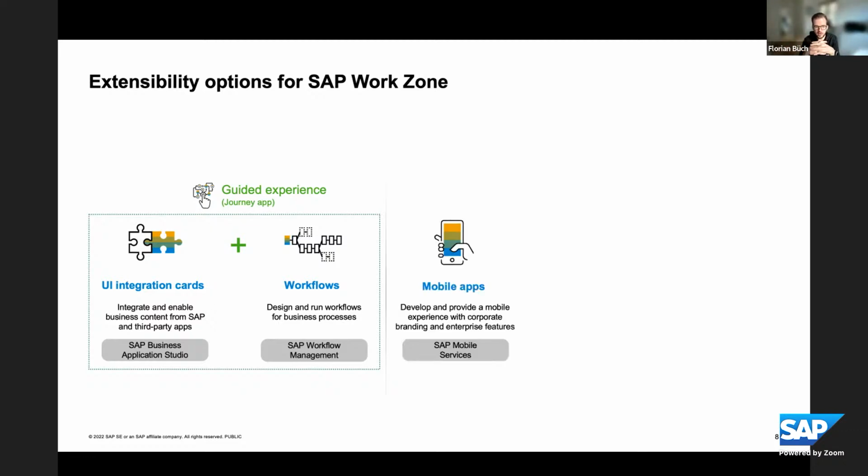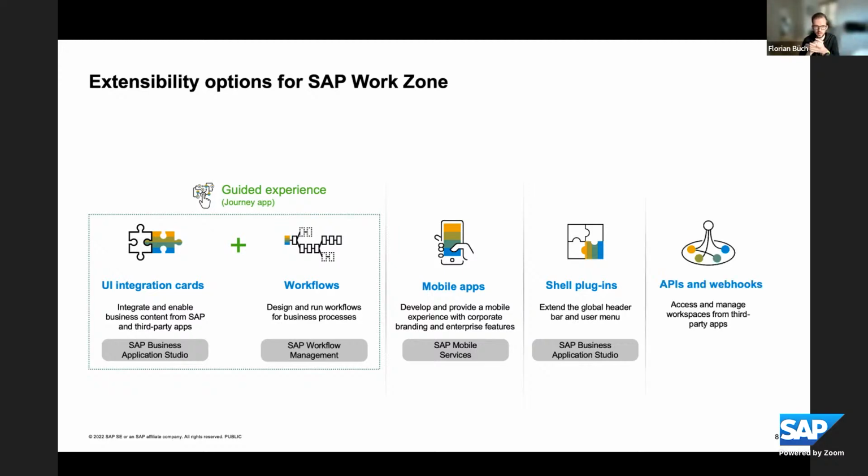You can, of course, build a custom version of the mobile app or other mobile apps using our powerful mobile services capability. You can use the shell plugin concept to modify the overall global header and user menu experience in WorkZone. It's a concept you may also know from other tools like Launchpad Service. And of course, again, more to that also in another session from Rupam. You can then even tap into a broad range of mostly OData APIs and webhook subscriptions to pull and push data in or out of the system, WorkZone specifically for the mentioned scenarios.